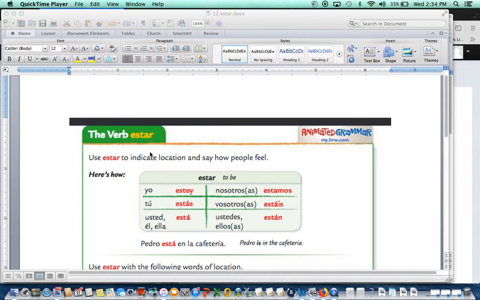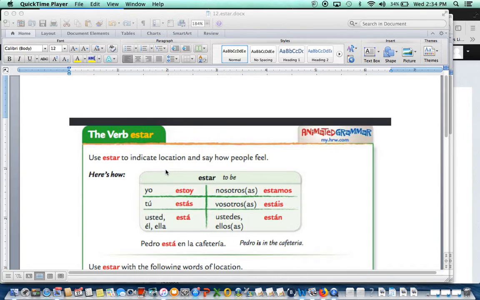But the verb estar, you're only going to use it when you're talking about location and feeling. All right, location. What does that mean? When you want to say where things are located. For example, my shoes are in the truck. My computer is in my closet. Okay, that's location. And then feeling, when you say I'm sad, I'm depressed, I'm happy, and excited. All right, so that's when you're going to use estar.